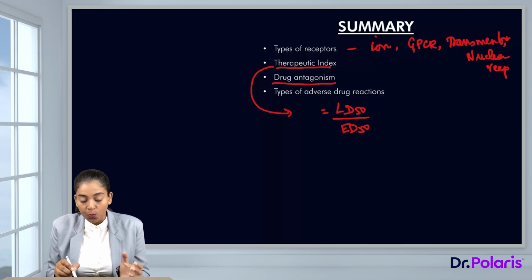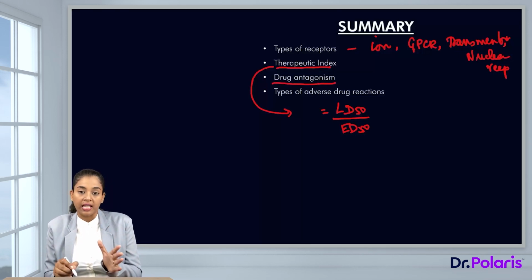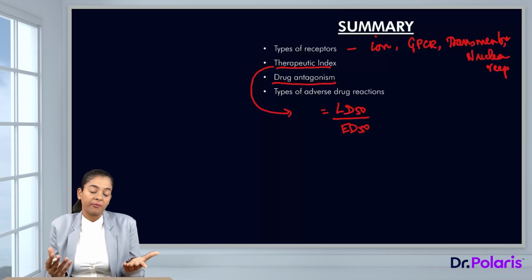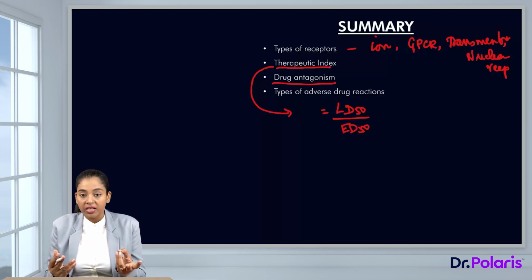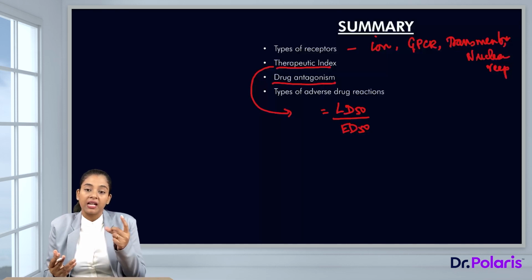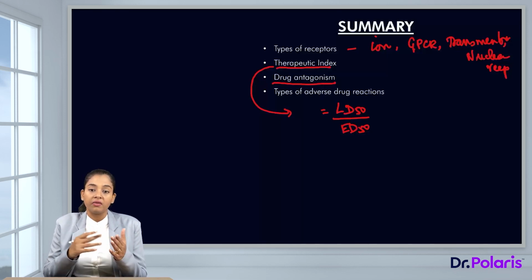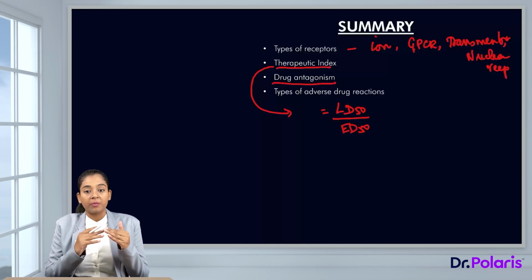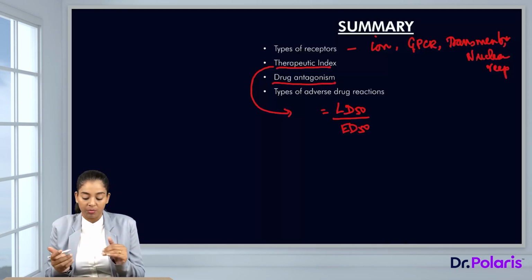Drug antagonism: one drug nullifies or opposes the action of another drug. It can be because of various mechanisms. It can be chemical antagonism, physiological antagonism, and receptor mediated. Receptor mediated can be again competitive or non-competitive. Competitive can be again reversible or irreversible.